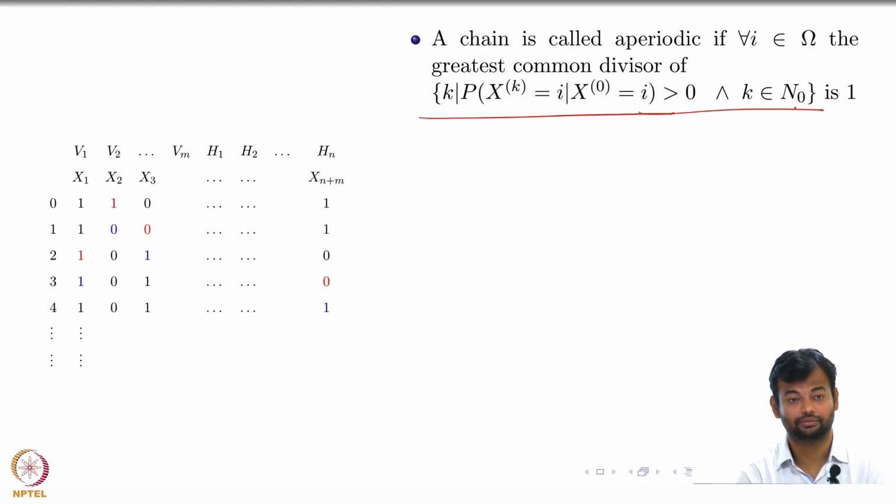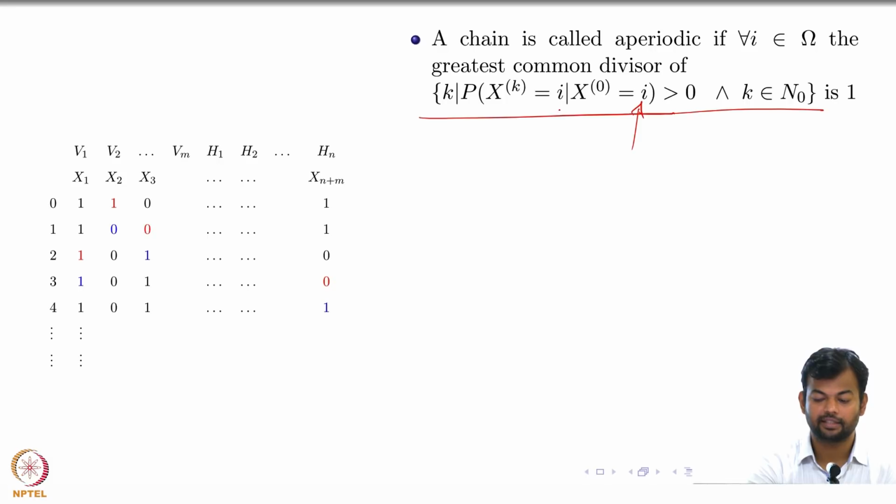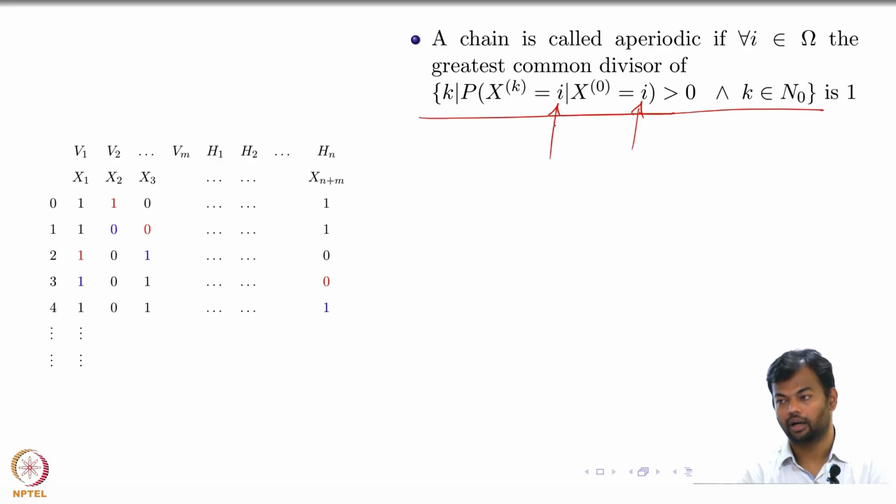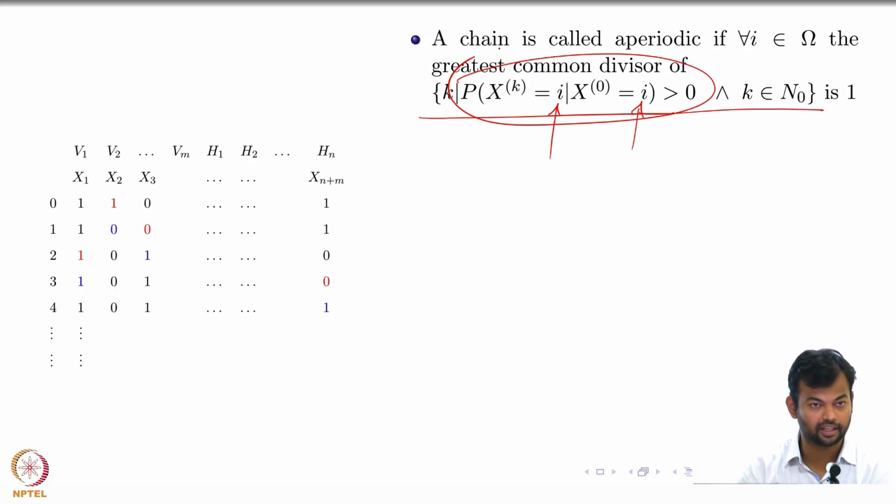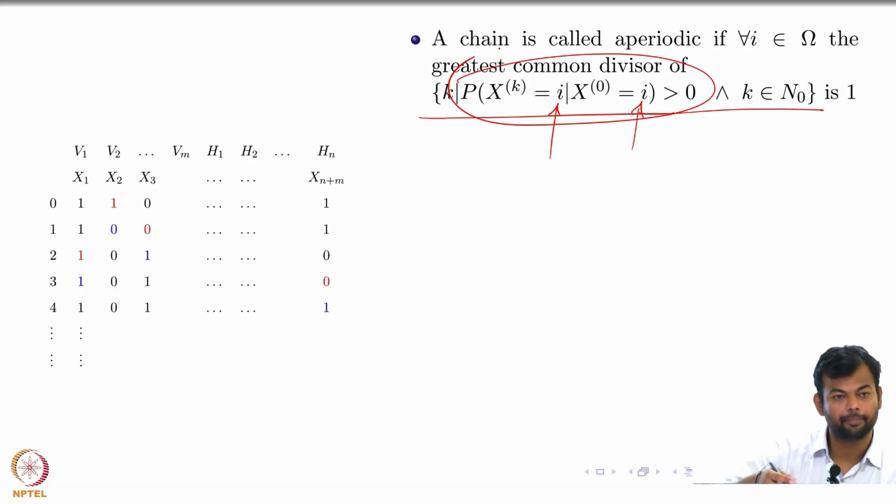What is this set? What does this set contain? All the time steps at which, starting from the state I at time step 0, I will end up in state I again, right? Starting from state I at time step 0, there is a finite probability greater than 0 that I will end up at the state I again at time step k.